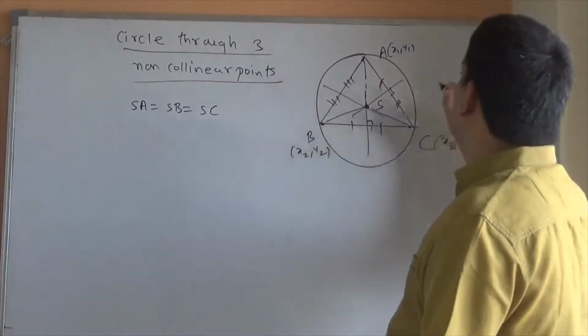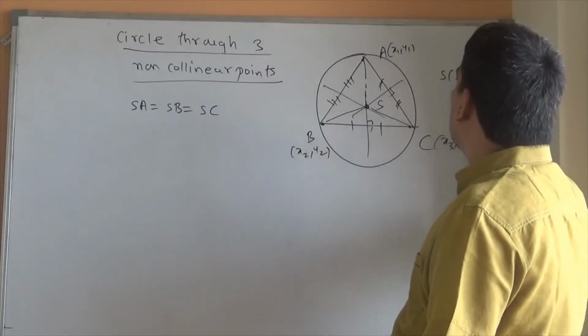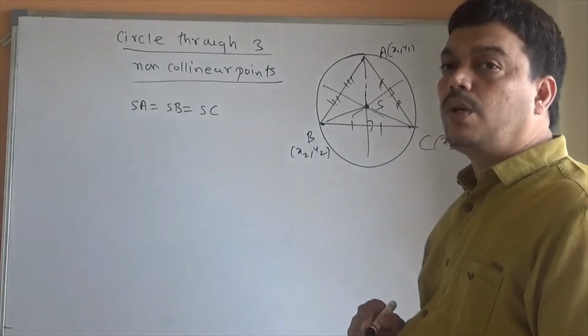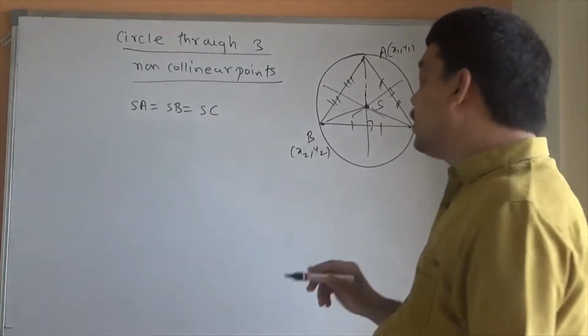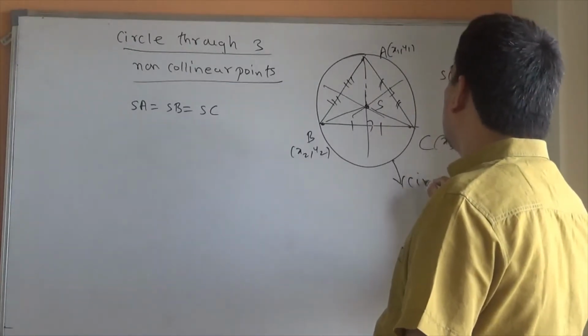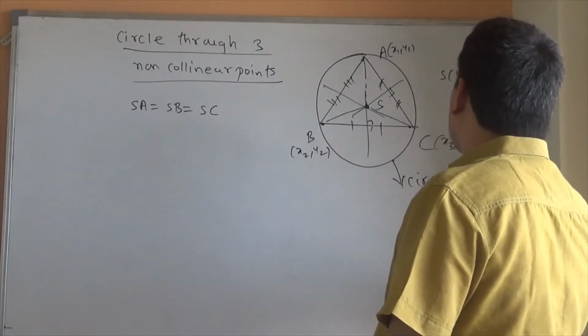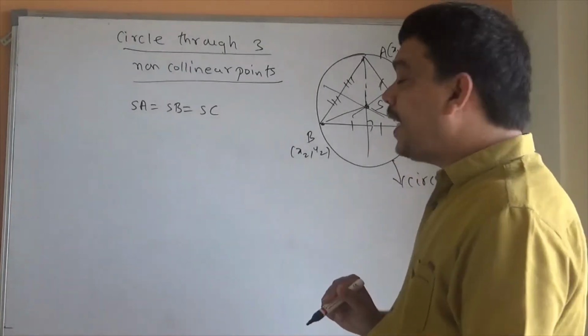Let us suppose that the circumcenter has coordinates h comma k, and this is nothing but the center of the circle, which is called the circumcircle. So what is the name of the circle? Circumcircle. To find h, k, I am going to use this.